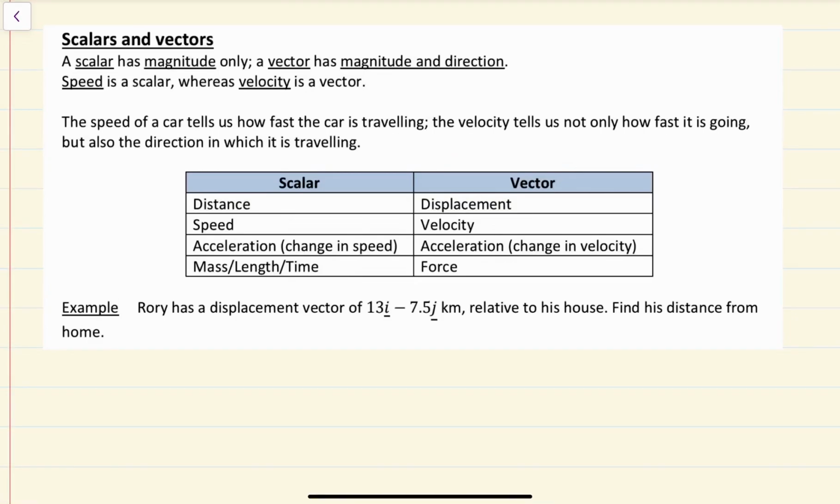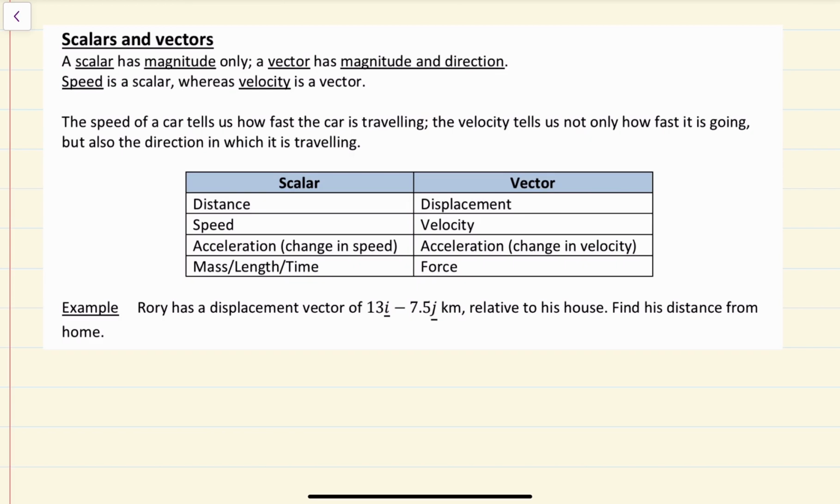Next thing we're going to look at is scalars and vectors. Now a scalar has just size or magnitude, but a vector has size and direction, or magnitude and direction. So speed is an example of a scalar, whereas velocity is a vector. So velocity is speed with direction. And then we're going to look at the other vector equivalents of these scalars.